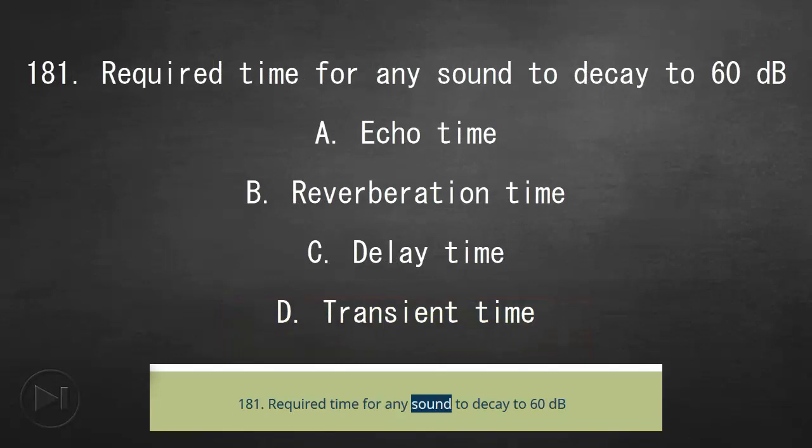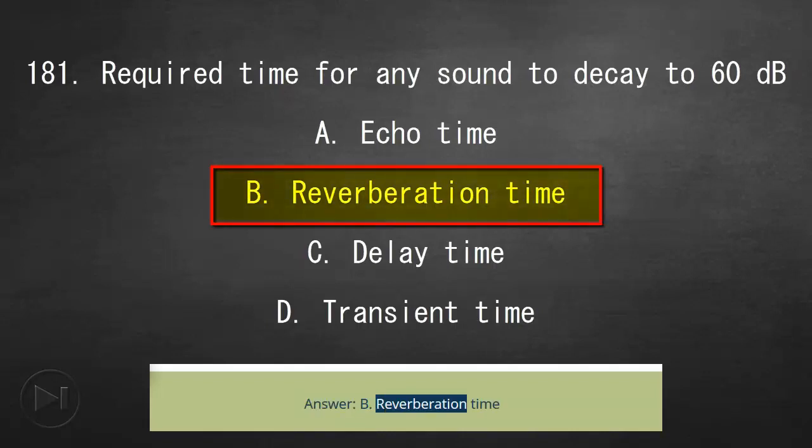181. Required time for any sound to decay to 60 dB. A. Echo time. B. Reverberation time. C. Delay time. D. Transient time. Answer, B. Reverberation time.